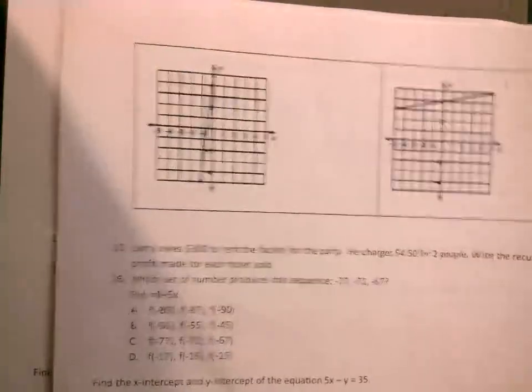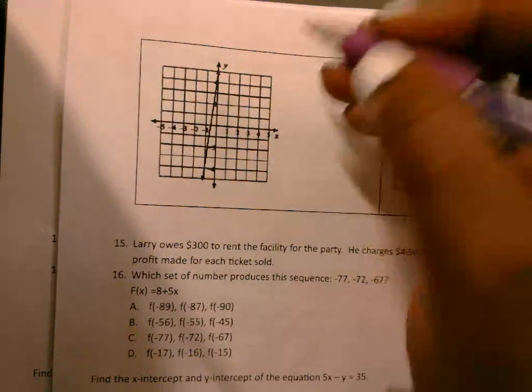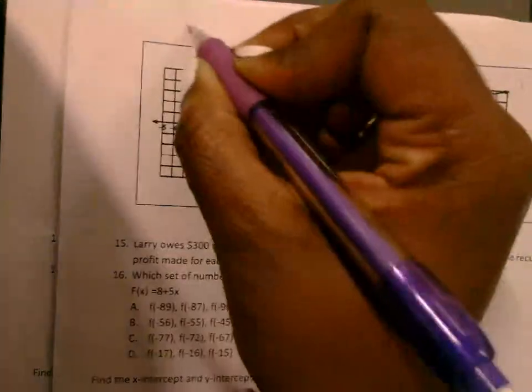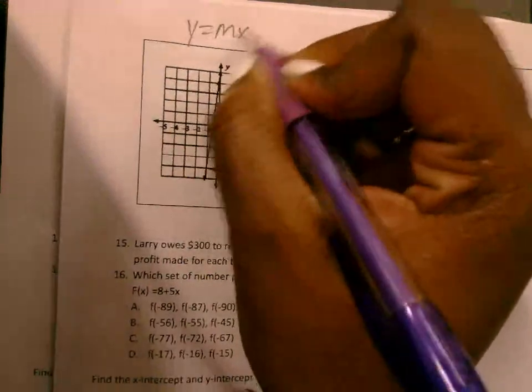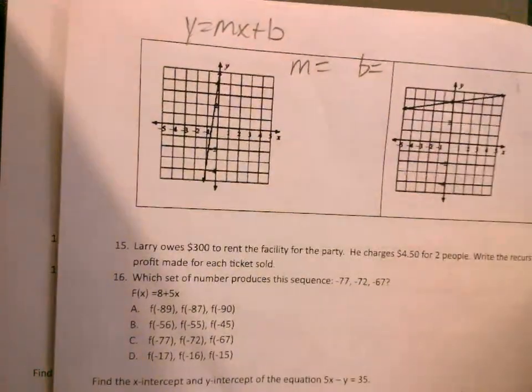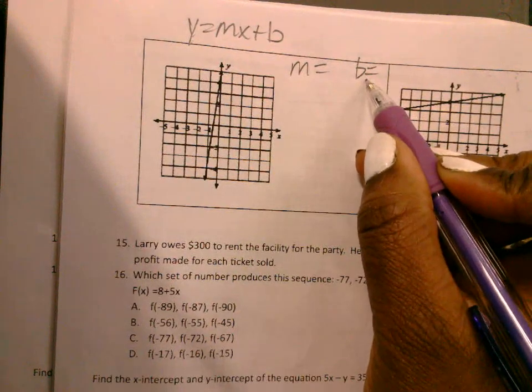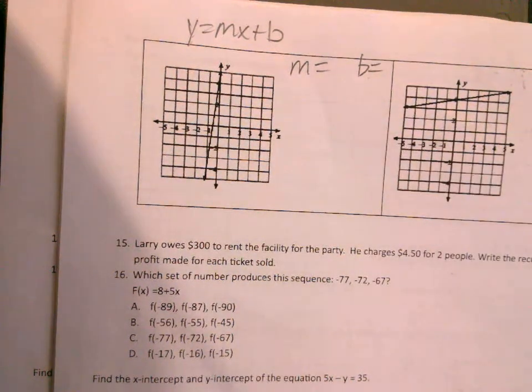Okay, so you have to identify M and B, because you have to write the equation in slope-intercept form, y equals mx plus b. So it's easier to identify B because that's where the line crosses, and I can pause because I already went over this one. Let me pause the video.